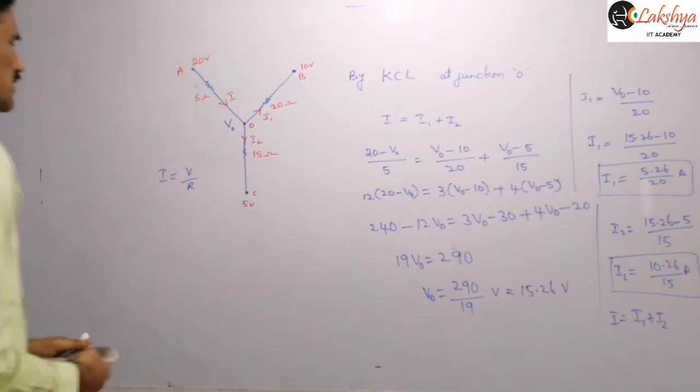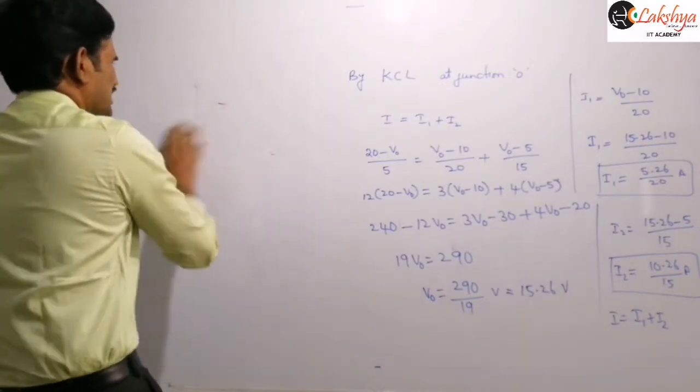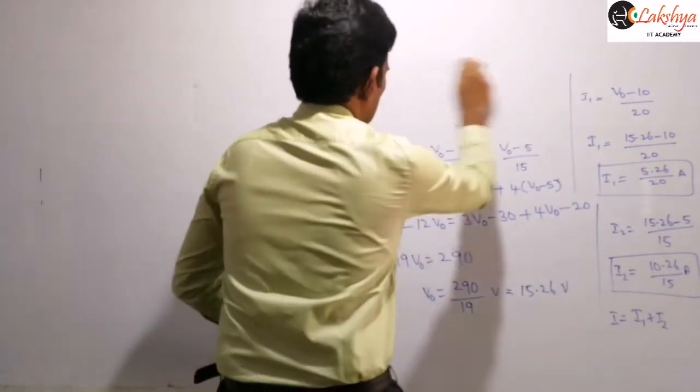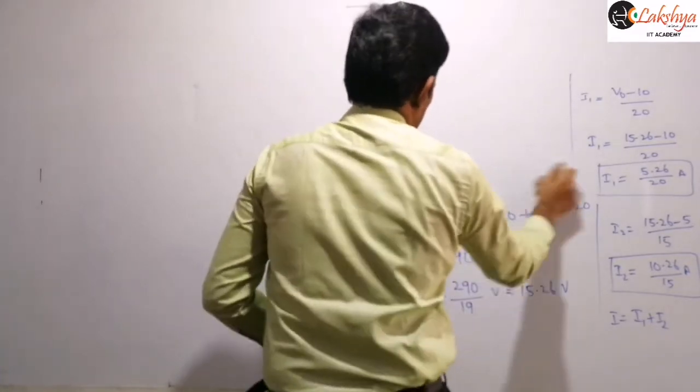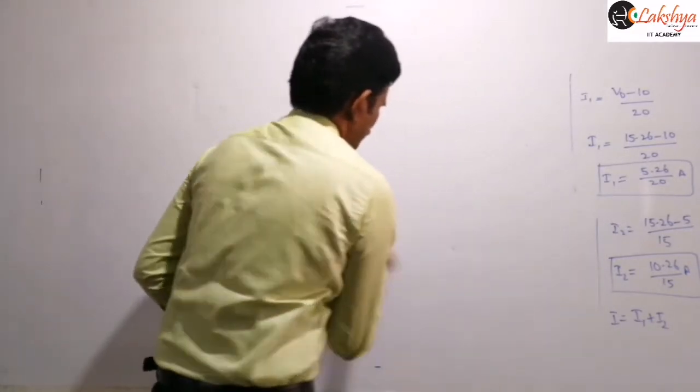And so now in this circuit, sometimes they include the cells also. That means they will give the potential difference and they will give these cells also. Now let us see how to solve such types of questions.